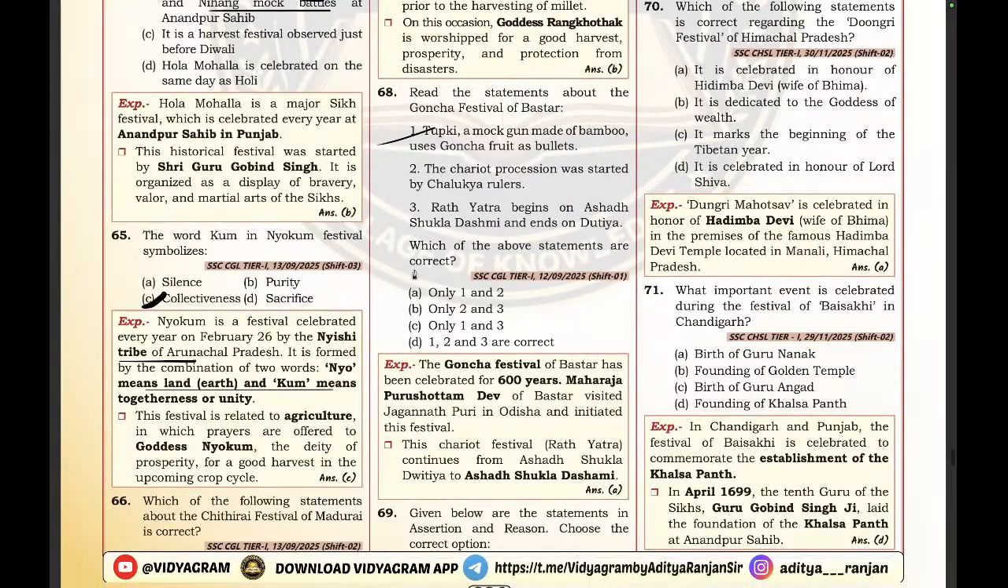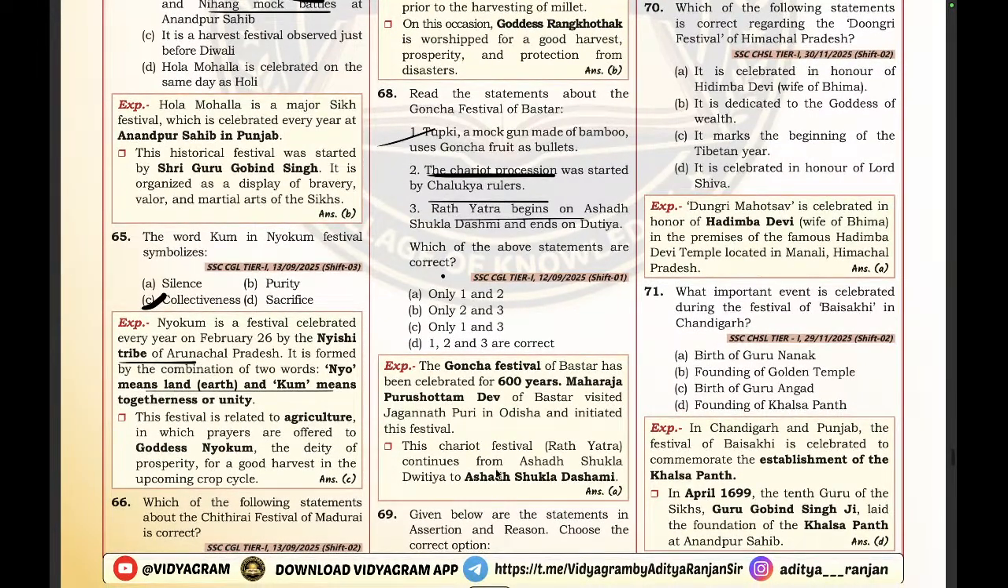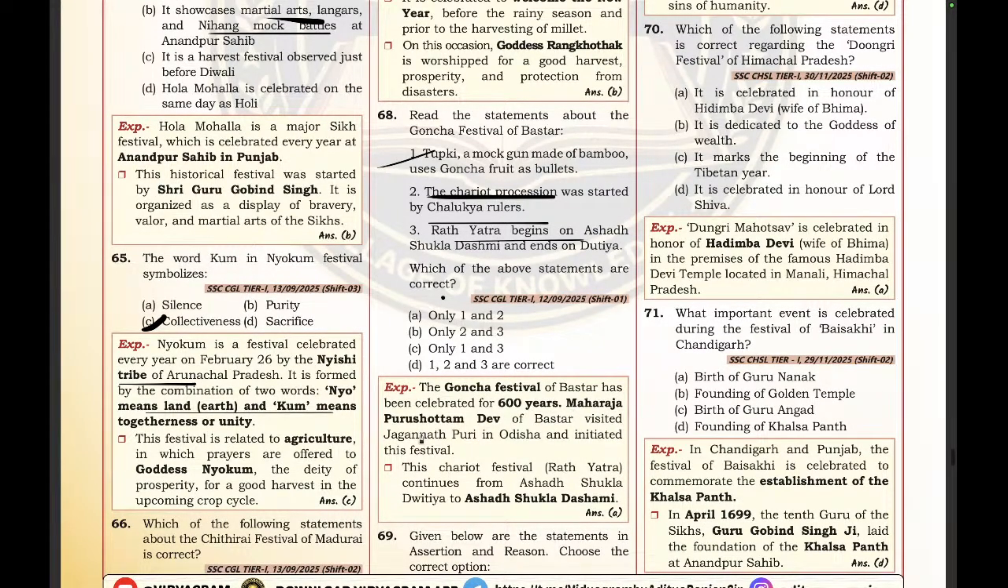What is the answer to this? Again, a very absurd question. Given the assertion, the answer will be A. Only two statements hold: Thupki is a mock gun, and the chariot procession was started by the Chalukya ruler. Rath Yatra does not begin from here. Rath Yatra comes on Ashar Shukla Dwitiya, and it celebrates Maharaja Purushottam Dev.